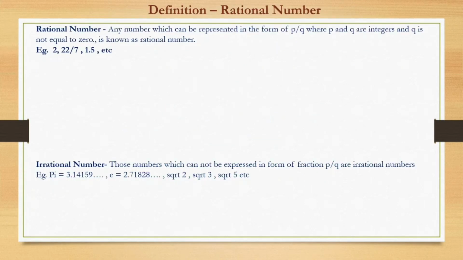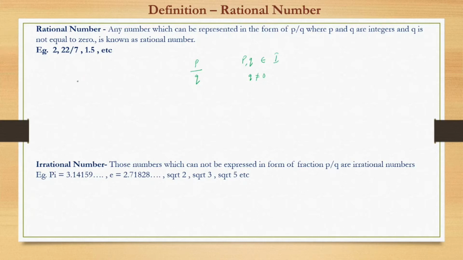Now we will see in detail the various classifications of the number system which we saw just a while back. So we started with real numbers. Real numbers can be classified broadly into two parts, rational numbers and irrational numbers. Here we'll see the definition of a rational number. As I told at the point of classification, a rational number is any number which can be represented in the form of p by q, where p and q are integers and q is not equal to 0.